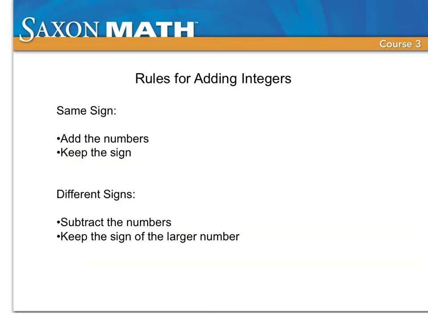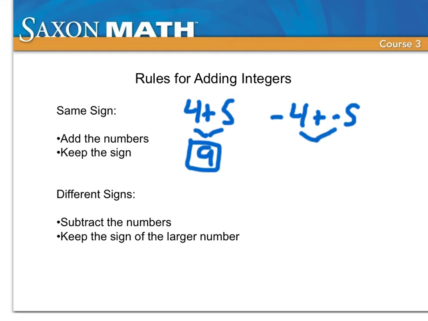And here are our rules for adding integers, okay? So if they're the same sign, for example, if we do, let's say, 4 plus 5, or -4 plus -5. Okay, they're the same sign. What you're going to do is add the numbers together and then keep the sign the same. Okay, so we do 4 plus 5, we're going to add the numbers together, and then they were both positive, so I've got a positive answer.